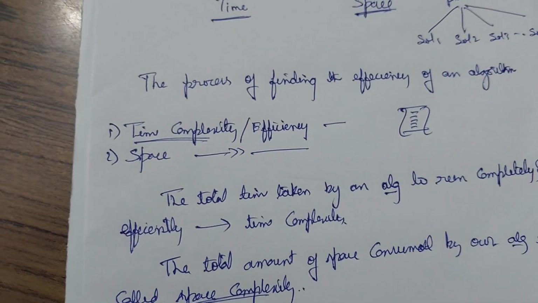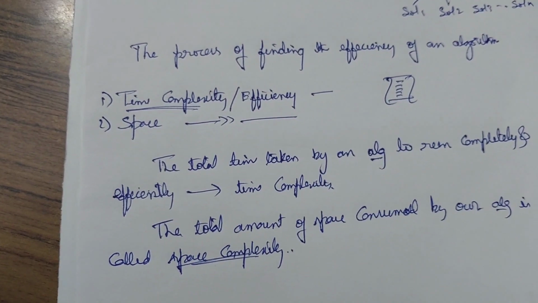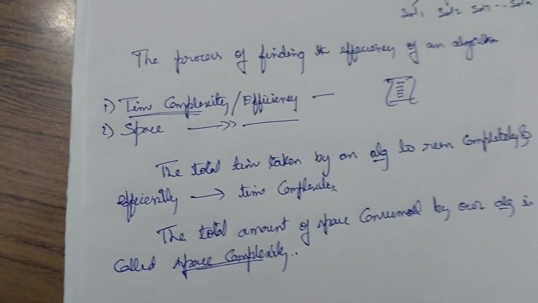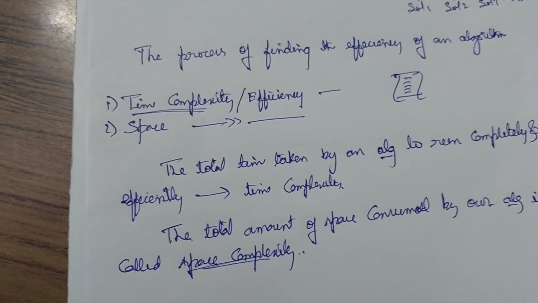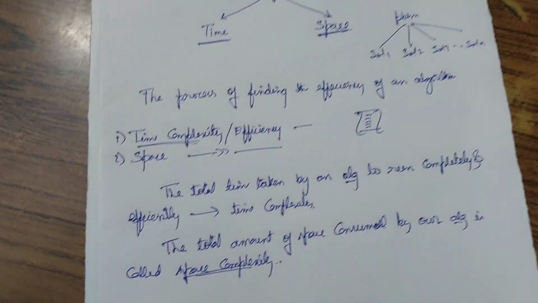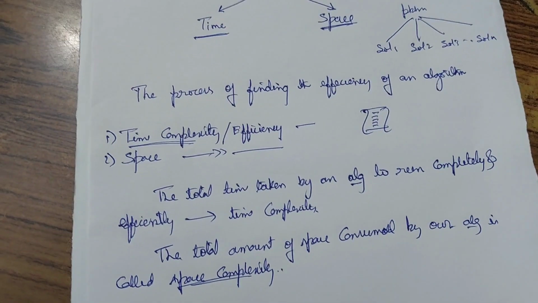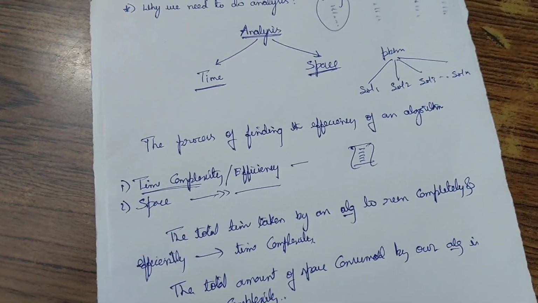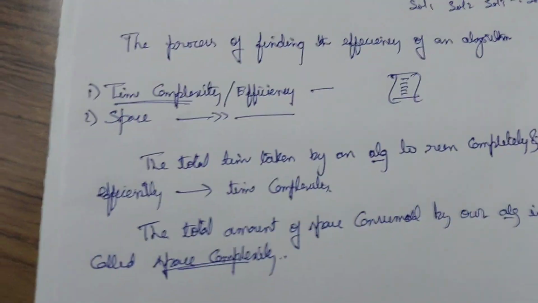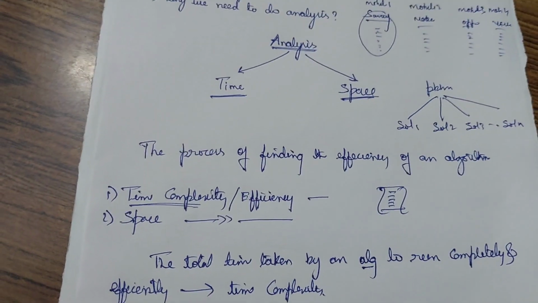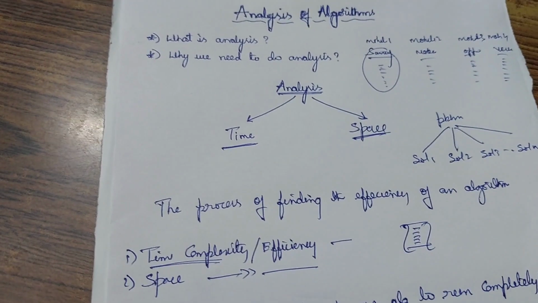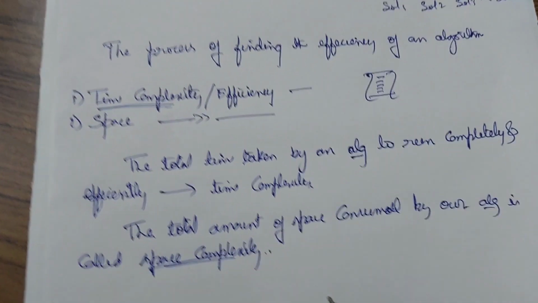Explain what you mean by time complexity, also called time efficiency, and space complexity, also called space efficiency. In the earlier days, almost 10-15 years back, we were doing both space efficiency and time efficiency. But nowadays we are doing only what?